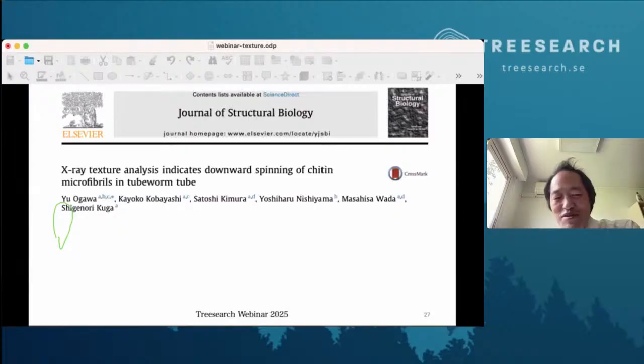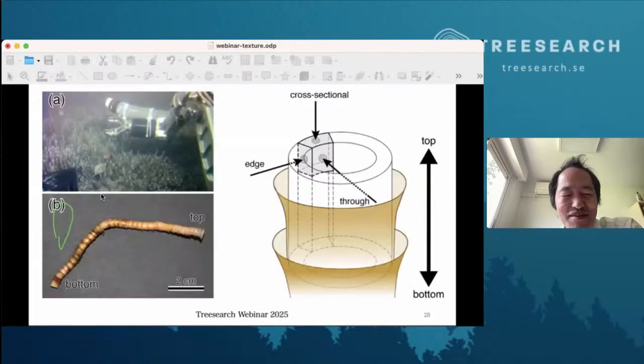So this is another very interesting experiment, again very simple, with a few exposures to see in which direction chitin is spun in a tube worm. It was done by Yu Ogawa about 10 years ago, and it is very little cited, but it's very interesting. The tube worm you find in the deep sea seabed, a kind of worm that has a chitin shell with this trumpet shape. This is the bottom, and this is the top, and the worm is living inside this tube. And so we look at the structure by shining X-ray on the specimen from different directions.